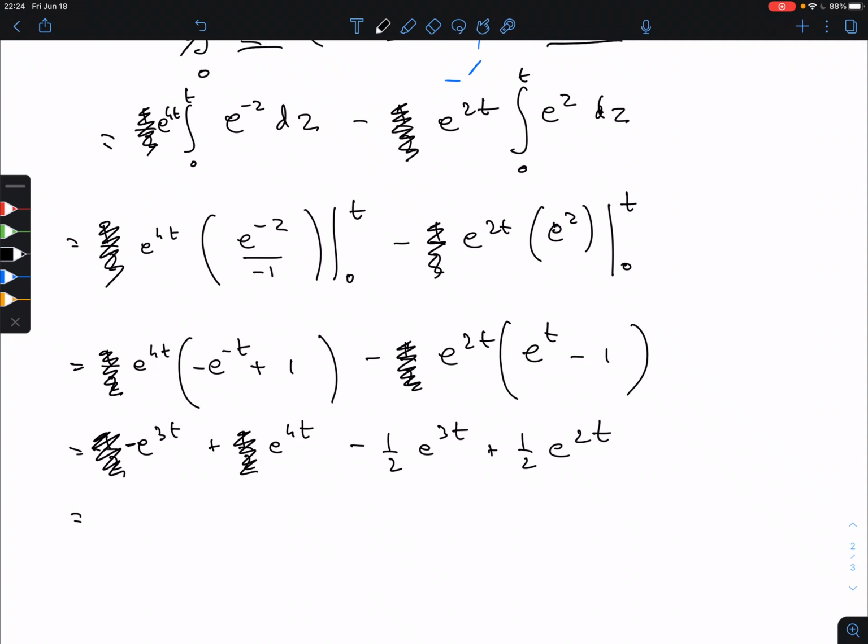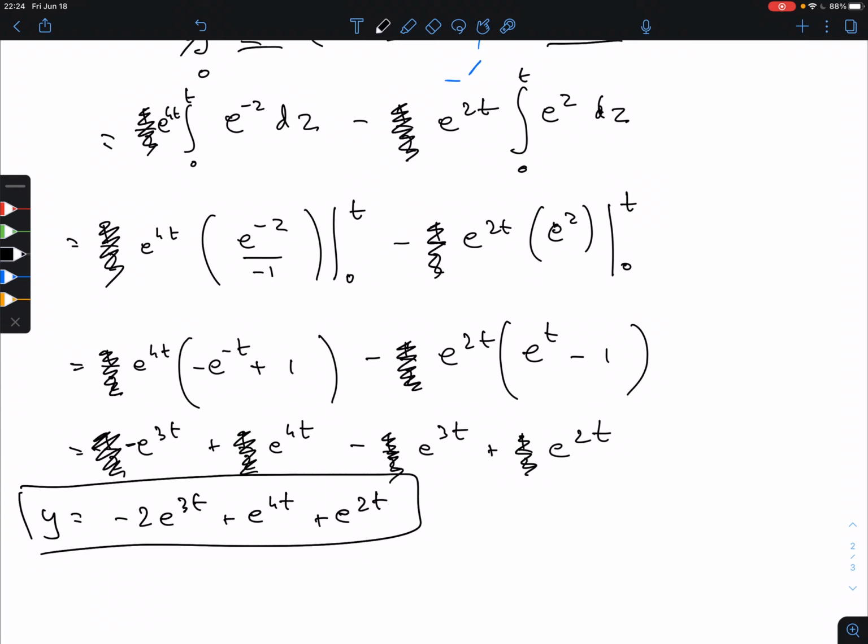So this is a minus sign here, be careful. Minus sign. So we get minus 2 times e to the 3t plus e to the 4t plus e to the 2t. That's the solution for this particular forcing function.